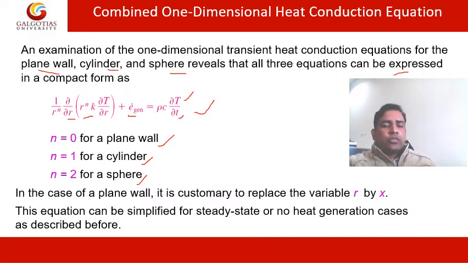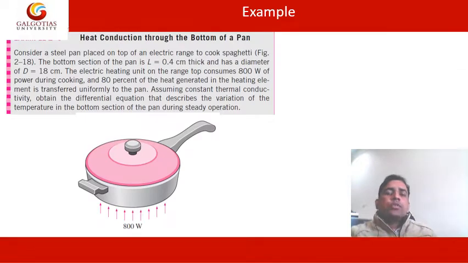In the case of a plane wall, it is customary to replace variable r by x. So when we are talking in terms of r, we will replace r by x. This equation can be simplified for steady or no heat generation, as we have earlier discussed. There are some examples, and we will first go through some examples related to heat conduction.